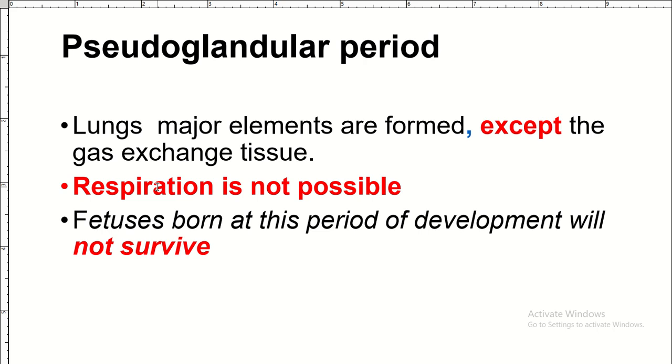So respiration is not possible. So take note of this. A fetus born at this period of development will not survive because the respiratory system is not functional. So if a premature baby is born at weeks between 5 and 16, that fetus will not live.